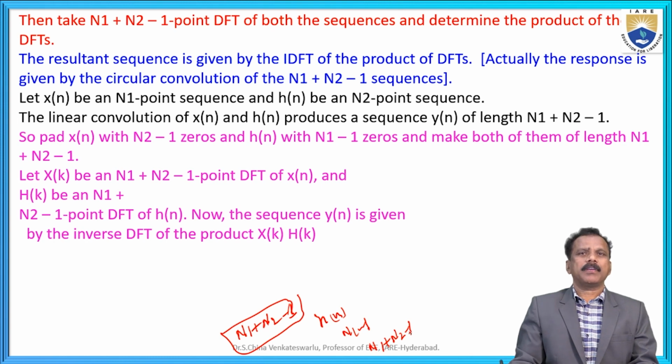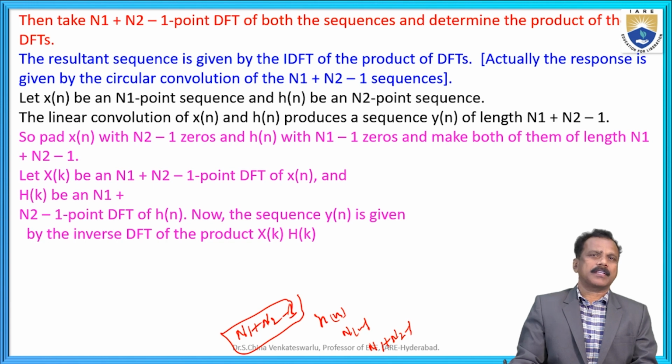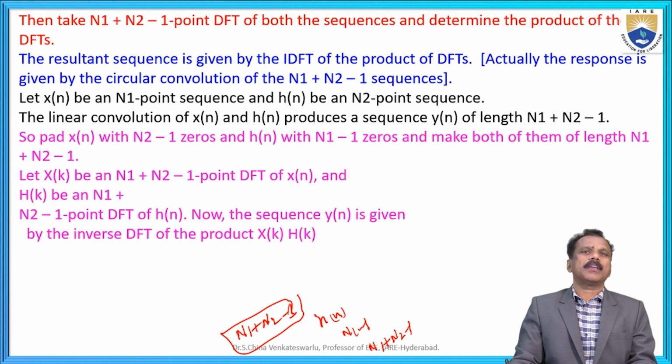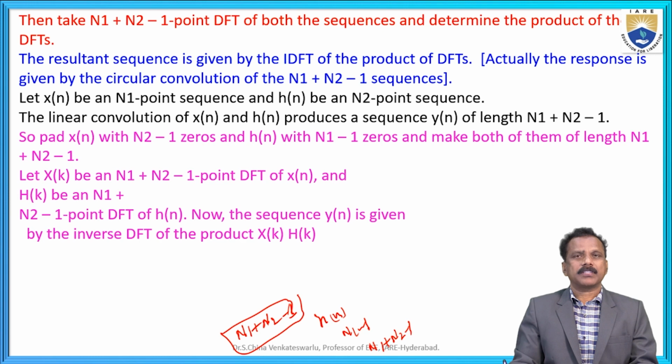Let X of k be the N1 plus N2 minus 1 point DFT of x of n, and H of k be the N1 plus N2 minus 1 point DFT of h of n.